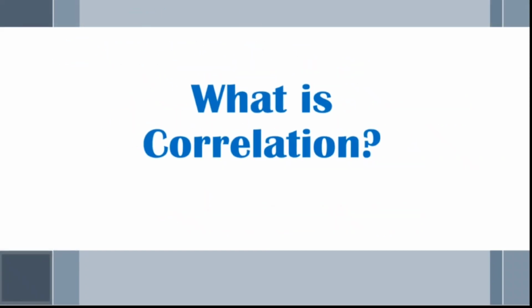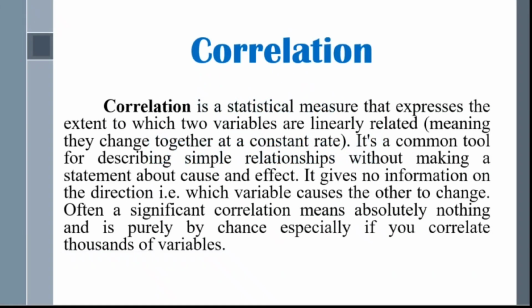What is correlation? Correlation is a statistical measure that expresses the extent to which two variables are linearly related, meaning they change together at a constant rate. It is a common tool for describing simple relationships without making a statement about cause and effect. It gives no information on the direction, specifically which variable causes the other to change.